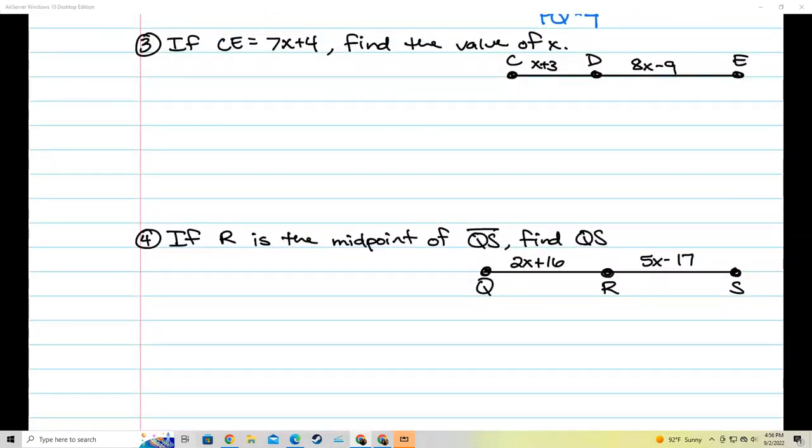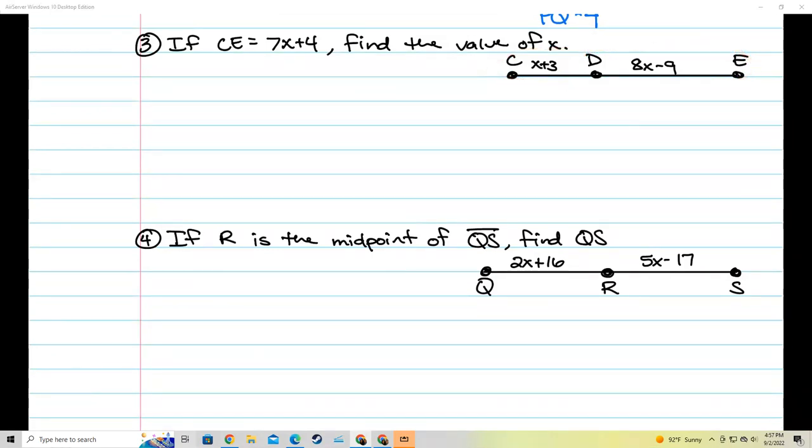All right, we got a couple more problems. Again, since it's a video, go ahead and pause the video and copy down those problems. I'm going to assume you already did that, and we're just going to move on. If CE is equal to 7x plus 4, I want to find the value of x. And they did give me an image, so I'm going to be using this image to try to solve it.